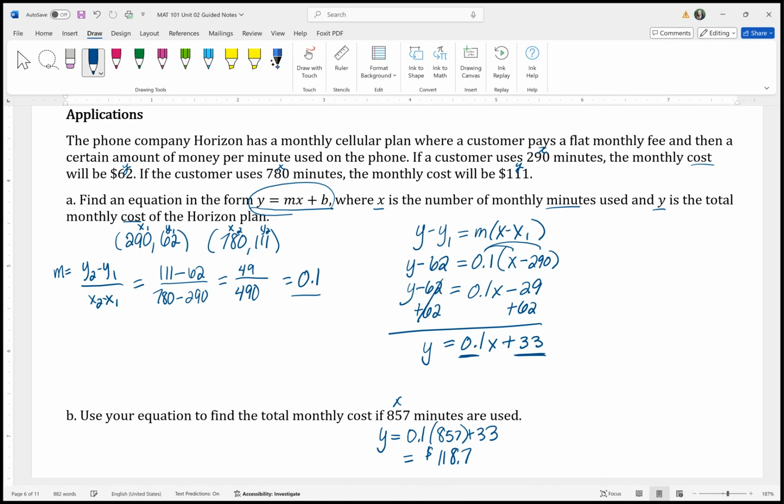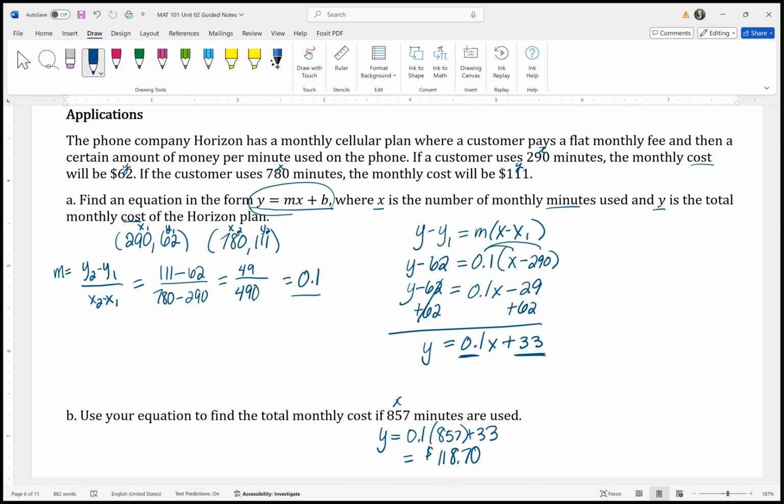I am getting 118.7, but this is money, so we're going to write 118.70. I don't think the computer is going to count off if you don't put the 0, but I think you should because it's money, and you should have 2 decimals. So if this person uses 857 minutes, it is going to cost them $118.70 in a month. Also, they probably need to change plans if they're using 857 minutes, but that's beside the point.